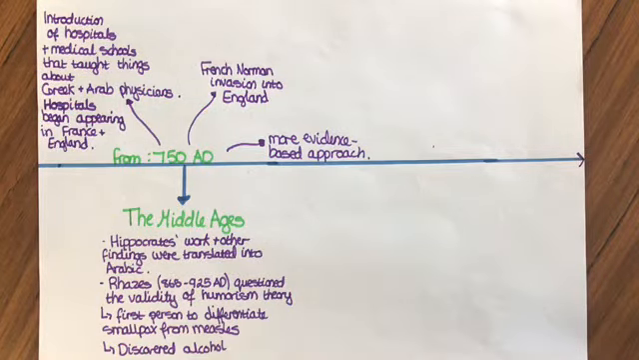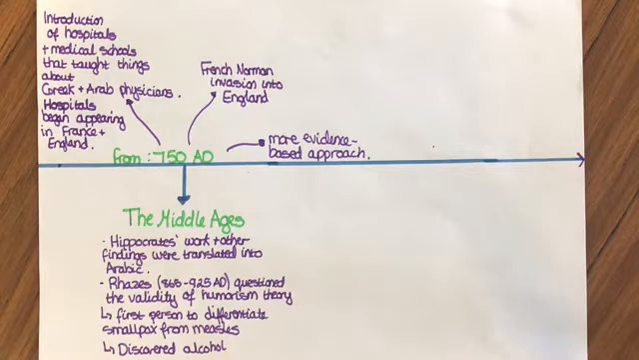In 750 AD, there was a French Norman invasion into England. This led to the introduction of hospitals and medical schools that taught about Greek and Arab physicians. Hospitals began appearing. Hippocrates' work and other findings were translated into Arabic.